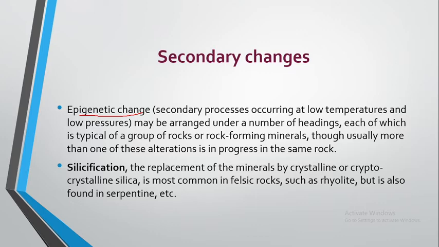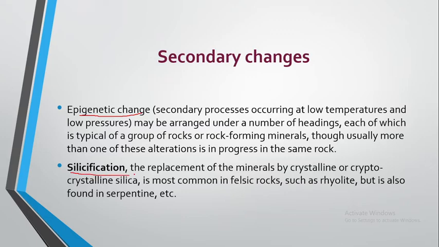This may be arranged under a number of headings, each of which is typical of a group of rocks or rock forming minerals. So a particular group of rock forming minerals comes under this epigenetic change, and usually more than one of these alterations progress in the same rock. So in the same rock, a number of changes may occur. Now we need to know what changes happen to a particular rock which result in the formation of a group of rocks or various rock forming minerals. Then first is silicification. Among those, first is silicification.